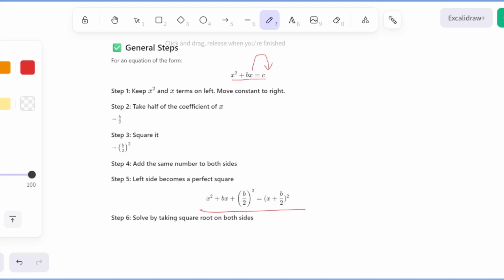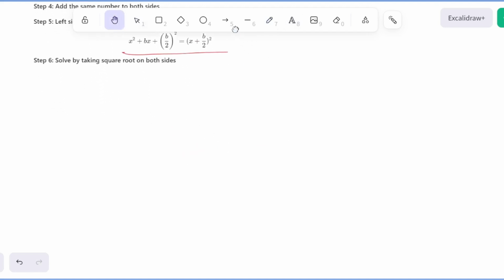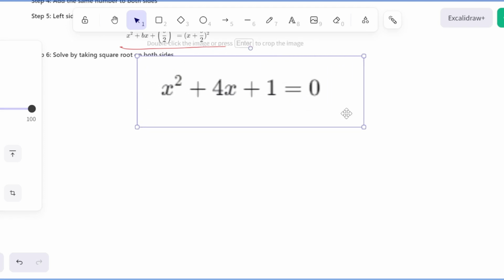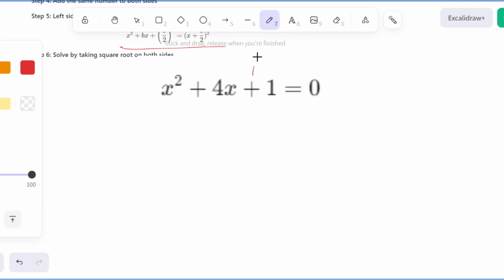I'll take one question. Steps are clear, right? We'll try to understand more clearly with the help of an example. So what we were saying, take the constant term to the right hand side first. So this is going to become x square plus 4x equal to minus 1.